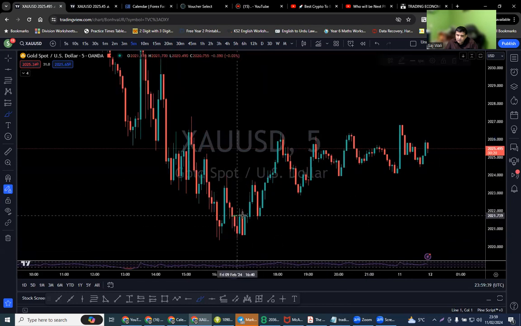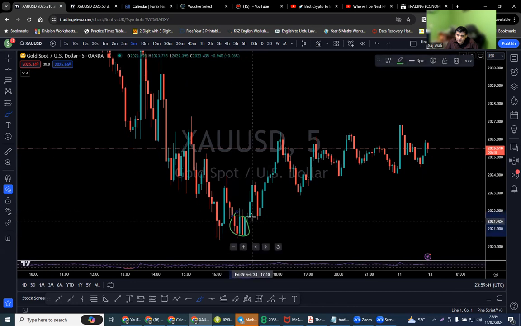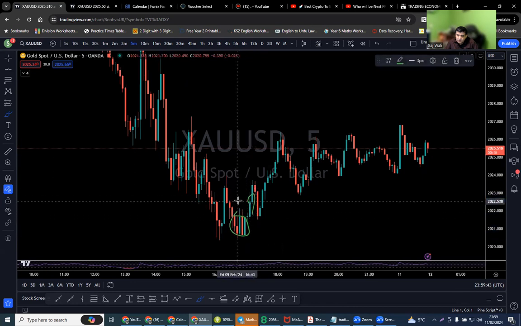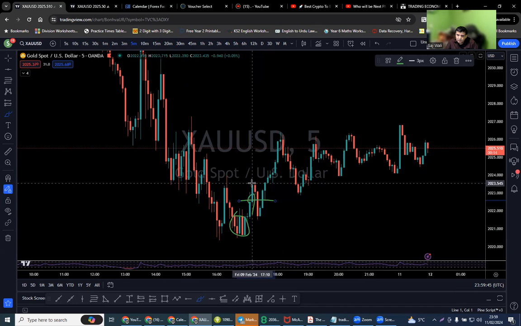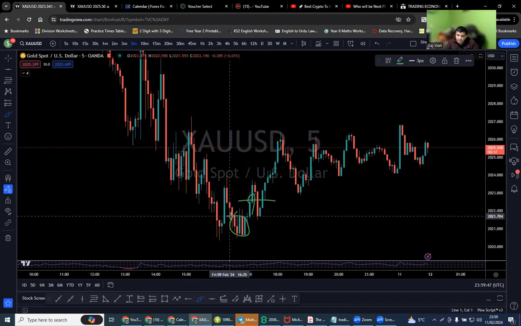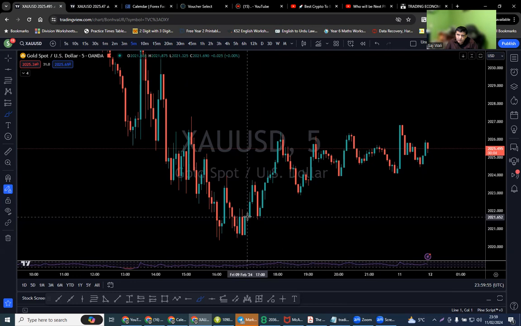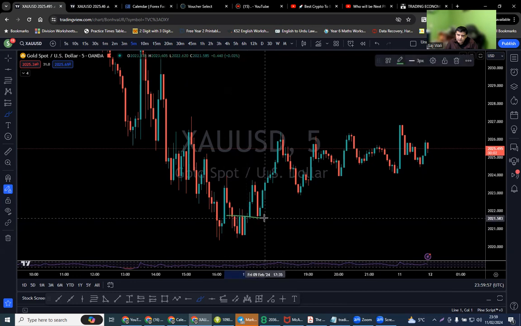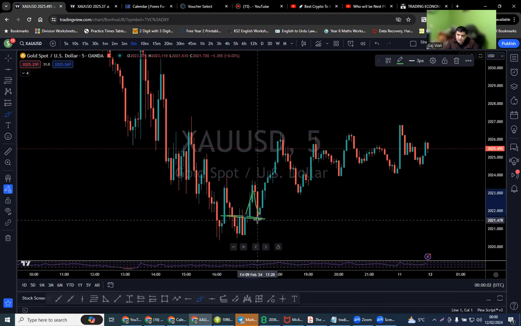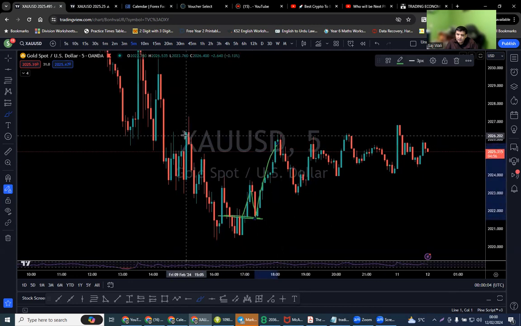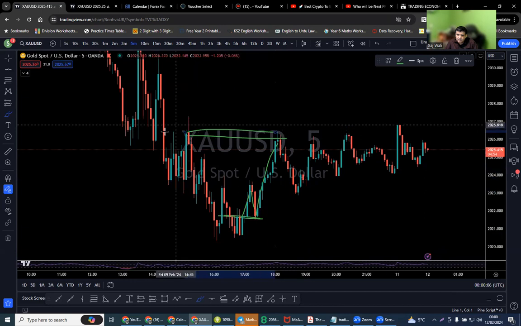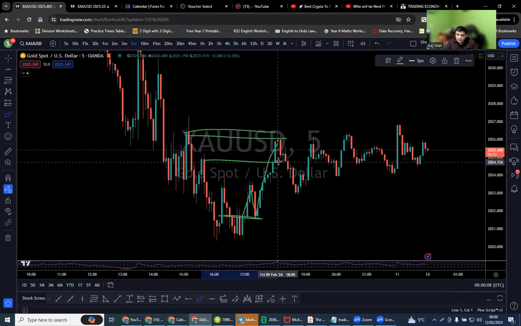As you can see, this range was broken on the 5 minutes. The market went to the upside. So remember, once a range is broken, 1, 2, 3, 4, 5, and if you count this, it will be 6. So these are basically 6 candles. It was broken, tested to the upside. And that is a level. We're at this level as well.